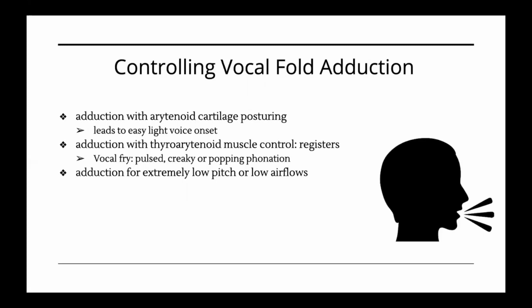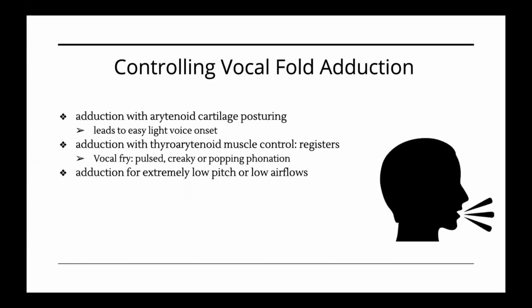This would be something we use with clients who come in and constantly use a harsh voice onset and are looking to find strategies to lead them to a lighter voice onset to avoid vocal pathologies such as vocal nodules. Adduction with thyroarytenoid muscle control registers, vocal fry register is perceived as pulsed, creaky, or popping phonation, which is not an ideal register to be in for prolonged periods of time, again, due to potential damage of vocal folds. Adduction for extremely low pitch or low airflows.